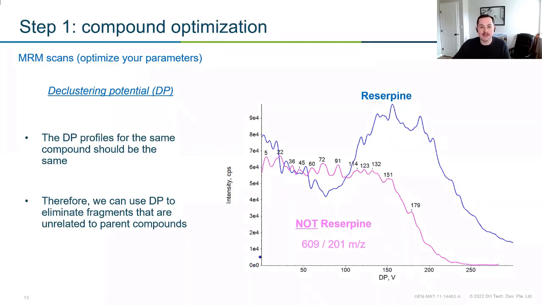I can use declustering potential as sort of a sanity check to make sure, hey, that profile in pink is very different than the one I saw in blue. And because of that, I can go ahead and say, nope, that's not reserpine. So I'm not even going to consider it. I'm going to remove it. Or maybe this would be a good time for me to go back and reinfuse reserpine and say, hey, I'm confident this is reserpine, right? So it can be a little bit of a tool that you can use to make it so you don't make any mistakes in the long run and save yourself a little bit of time.